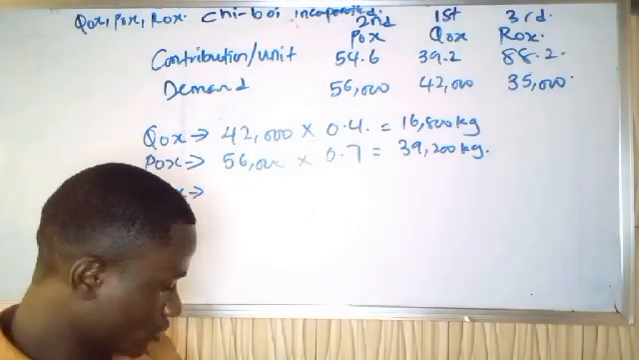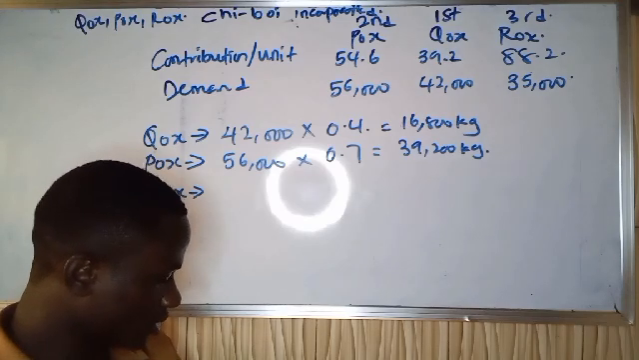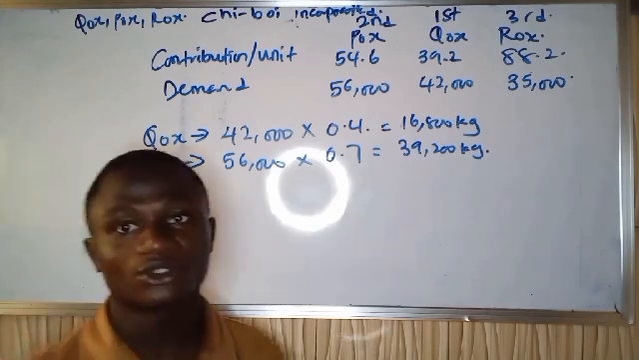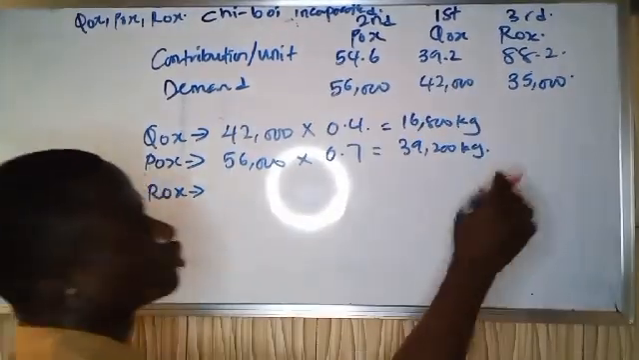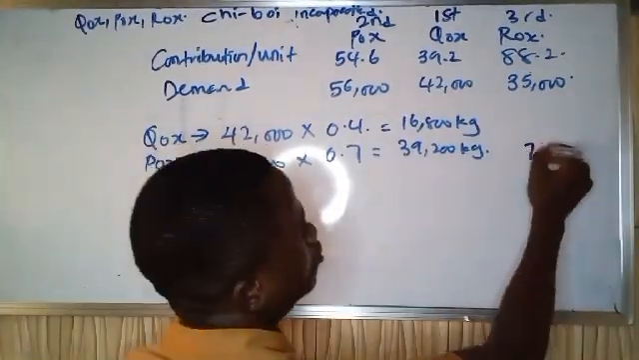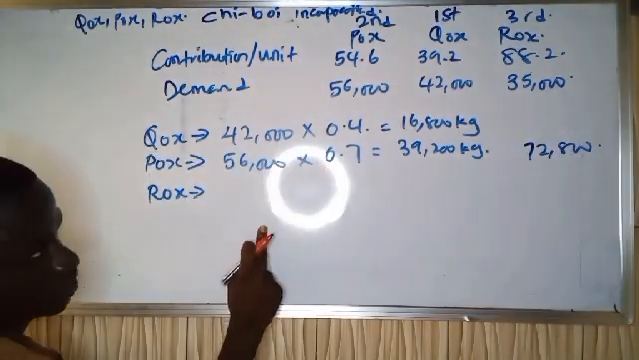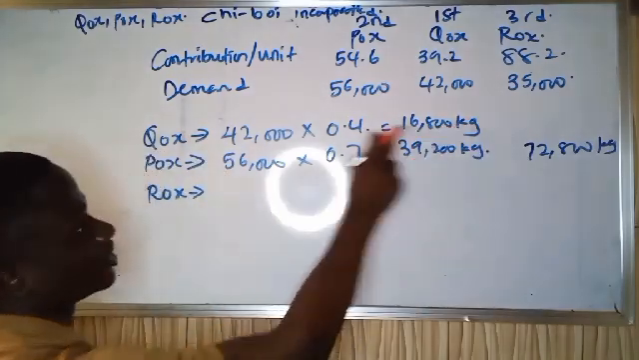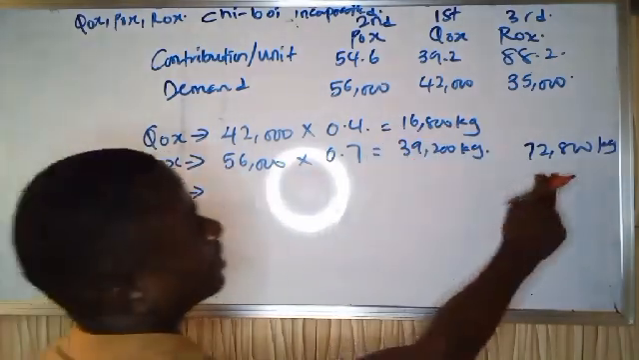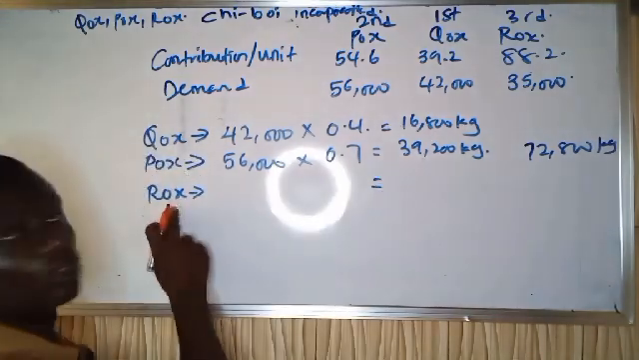So 72,800, the available materials, minus 56,000, we are left with 16,800 raw materials. The total raw materials available is 72,800. It is not enough to produce all three. So out of this, we spent 16,800 to produce quarks, and we spent 39,200 to produce the other. So the rest is what we are going to be using to produce rocks.